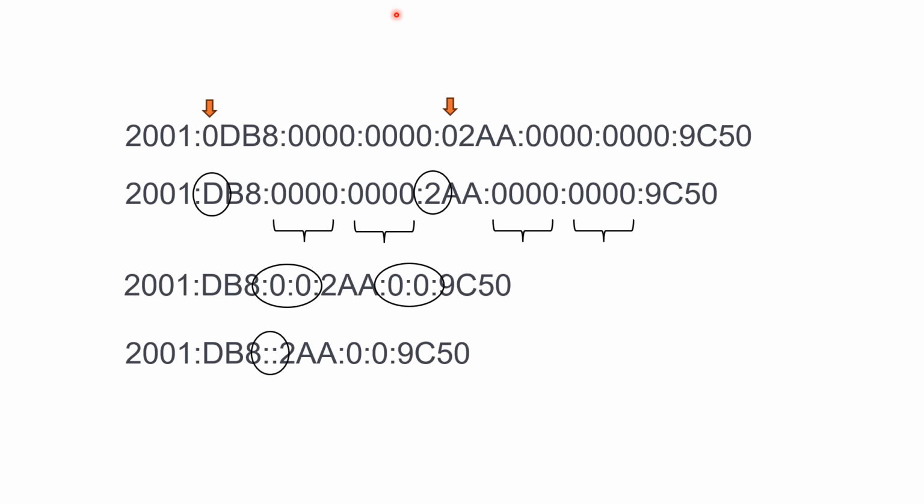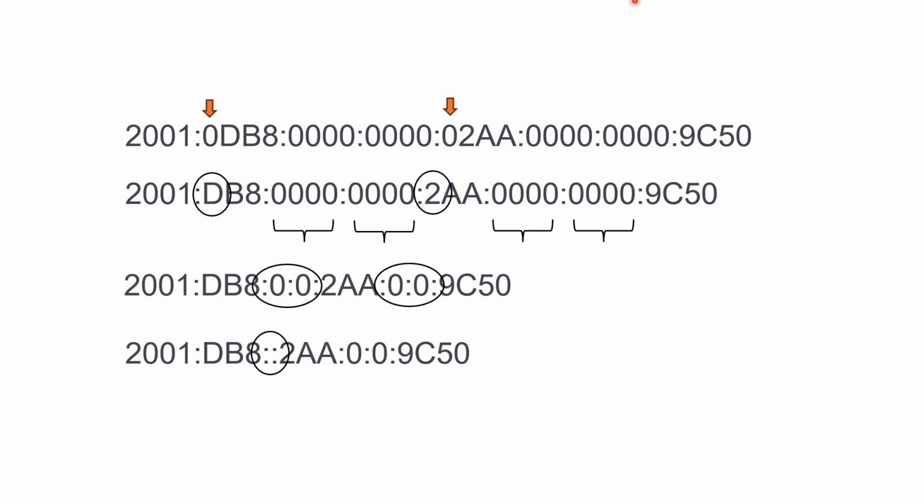Right. Finally, we get the IP address as 2001 colon DB8 colon 2AA colon 0 colon 0 colon 9C50. This is much better, right? Keep in mind that you will use a double colon irrespective of the number of consecutive segments with 0. In our case, there were only two consecutive segments with zeros. Even if there were 3 or 4, we would have used the double colon only once.